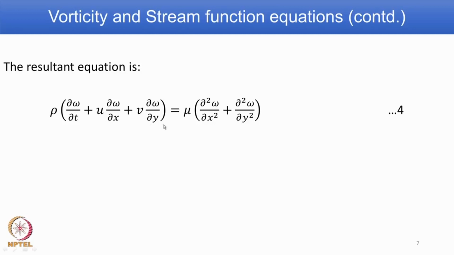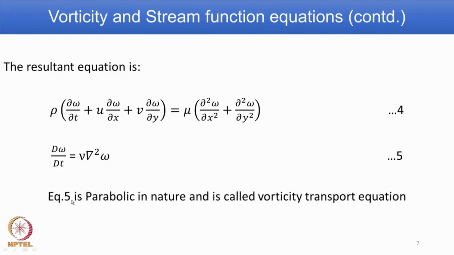Now, we rewrite this equation taking the definition of total derivative, which is capital D by dt of omega, and on the right hand side mu into del squared omega. So, equation 5, that is this equation, is actually parabolic in nature. We are going to talk about equation classification a few slides down the line. So, right now we just take that this is a parabolic equation, and equation 5 is called the vorticity transport equation.